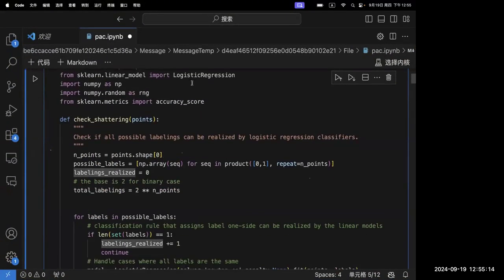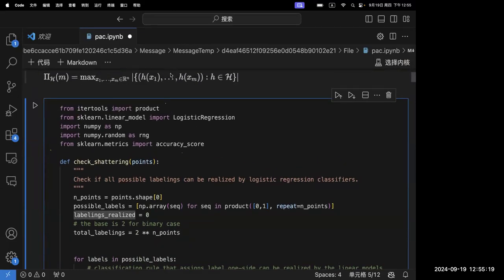So can everyone now see the VS Code here? I think so, right? Okay.